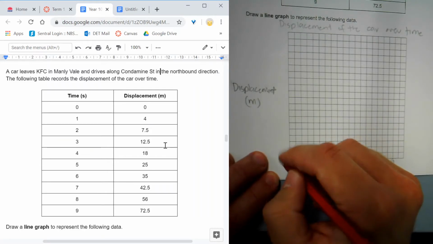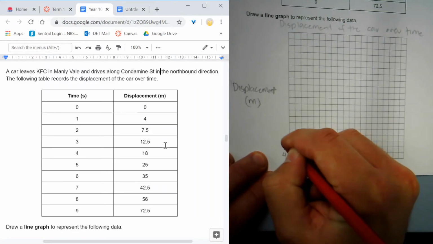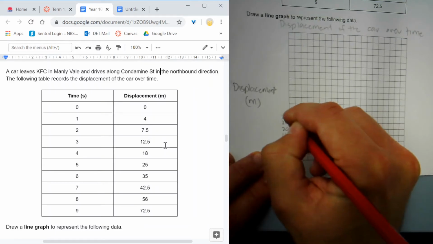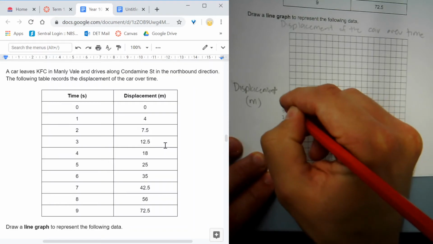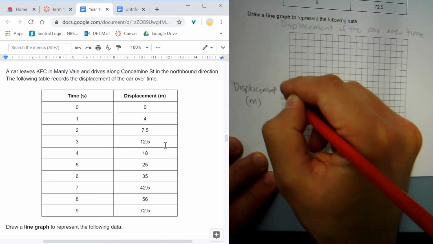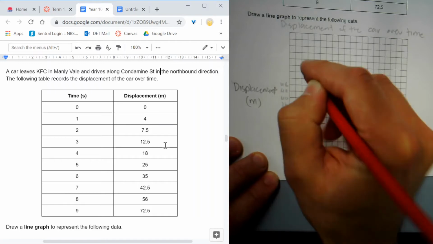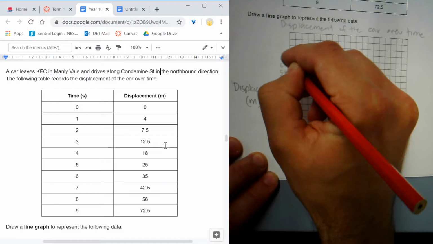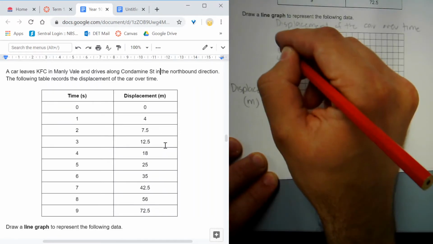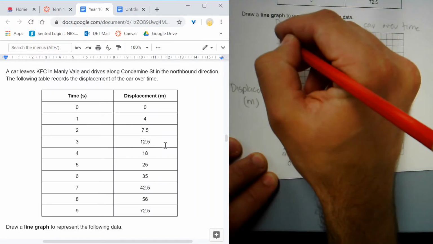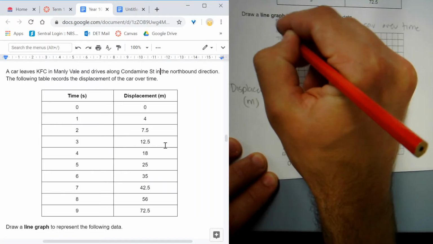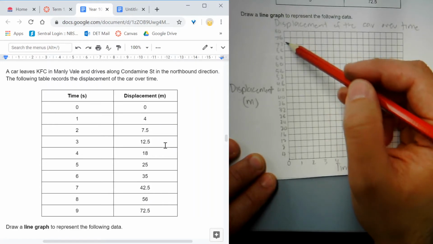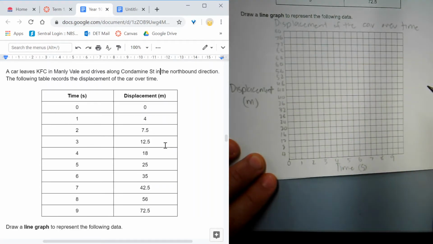So let's try that. 4, 8, 12, 16, 20, 24, 28, 32, 36, 40, 44, 48, 52, 56, 60, 64, 68, 72, 76, and then 80. So my largest number, 72.5, is going to sit about there. So I've got plenty of room up the top, but I also have used 80% of the graph area.